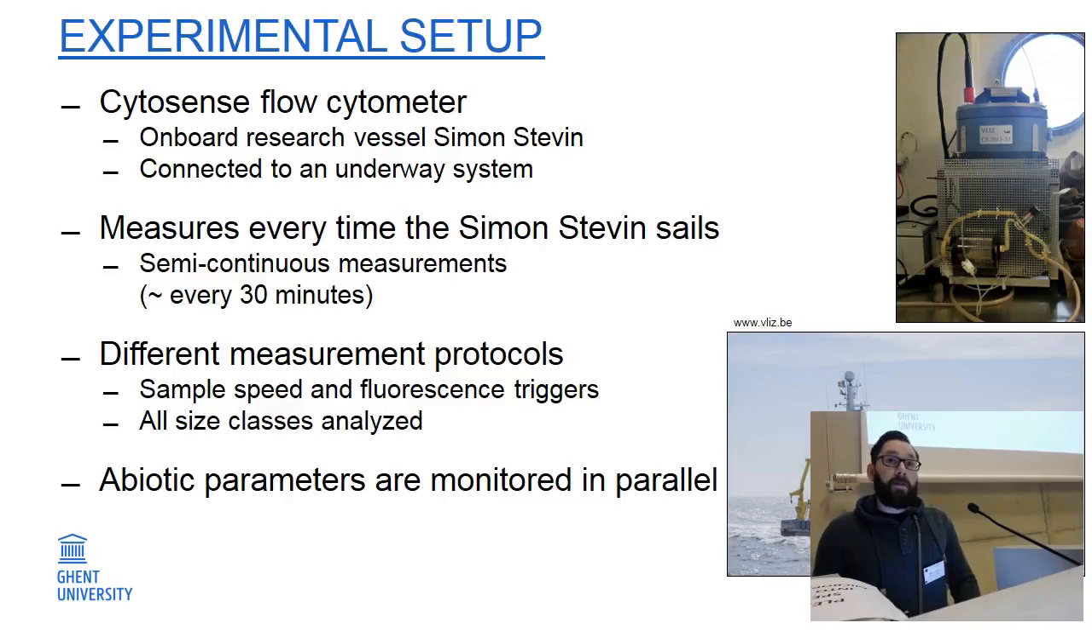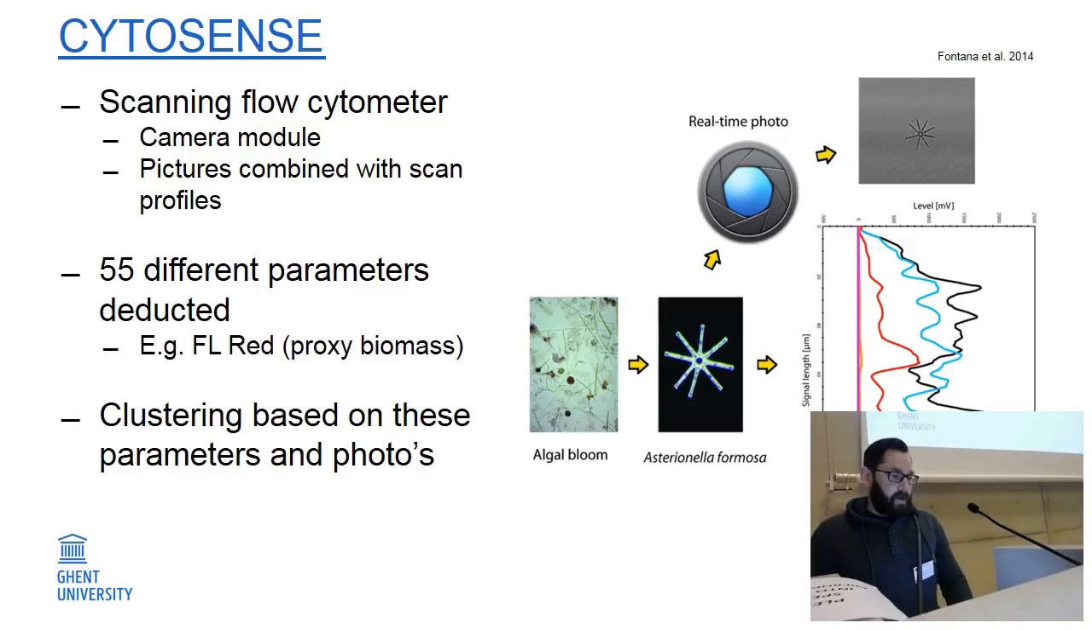We develop different measurement protocols so that we can analyze the complete spectrum of the phytoplankton. And abiotic parameters are monitored in parallel. So what is a Cytosense flowcytometer? It's a scanning flowcytometer, which means that when the phytoplankton cell passes the laser, the complete signal is recorded, resulting in a scan profile, which you see here on the right.